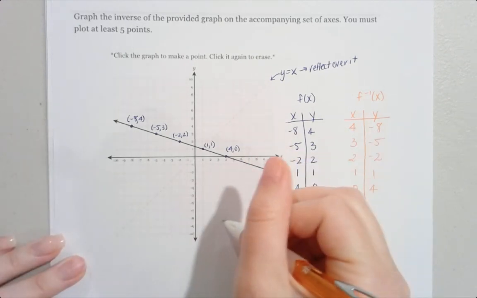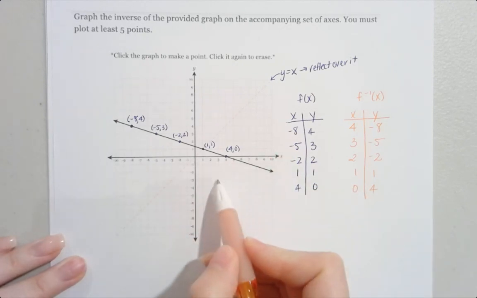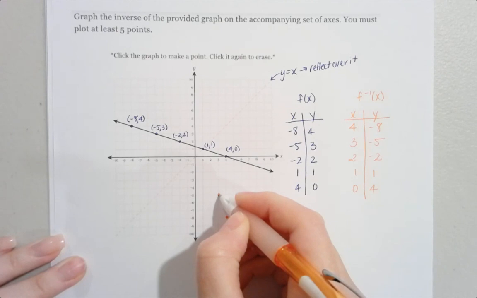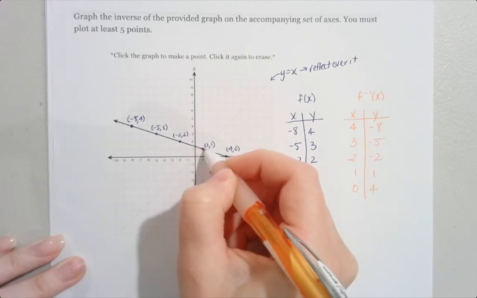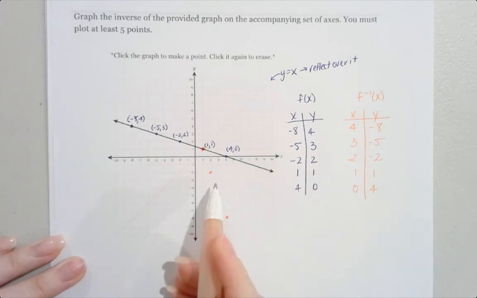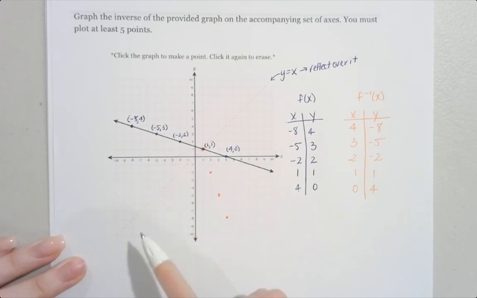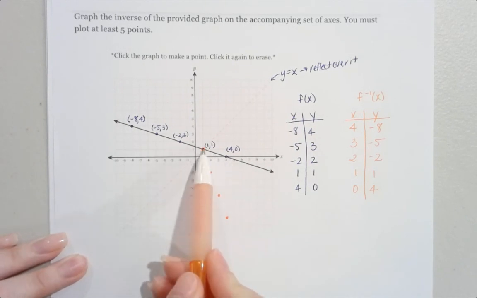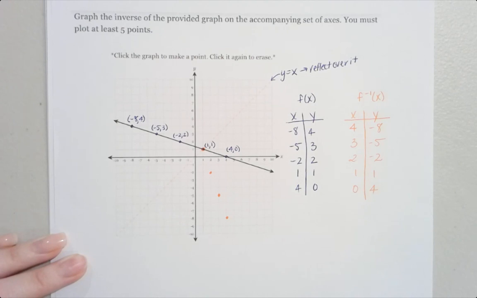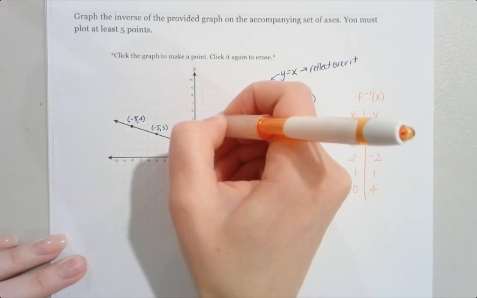So 4, -8 is going to be here. I've got 3, -5, which is going to be here. I've got 2, -2, which is here. I've got 1, 1. Wow, weird situation, but let's think about that for a second. If I have to reflect over this line, is that point really going to go anywhere if it's on the line? No, right? So any point that exists on that line, y equals x, then you know for certain that that is going to be a point that exists for both the original and for the inverse. Where do we leave off? Oh, 0, 4 here. We've got one last point.